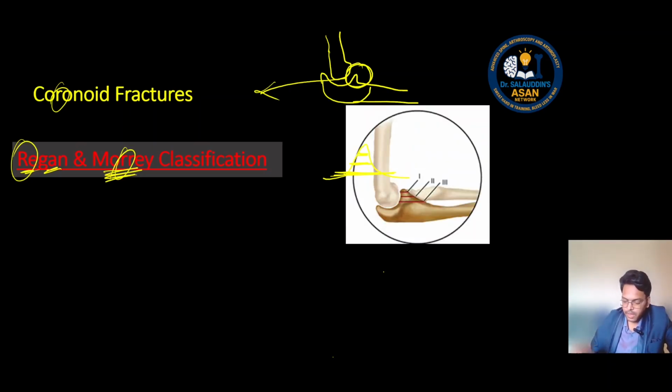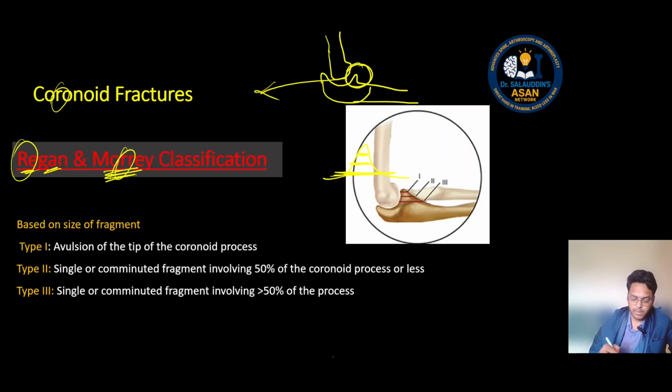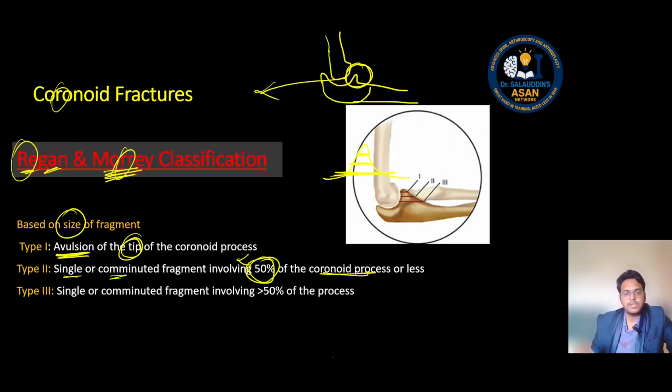See, types 1, 2 and 3, based on the size of the fragment. Type 1 is a simple avulsion of the tip. Then type 2 is a single or comminuted fragment involving 50% or less than 50% of the coronoid process. If it is more than 50%, it is type 3. This is the simple Regan and Murray coronoid fracture classification.